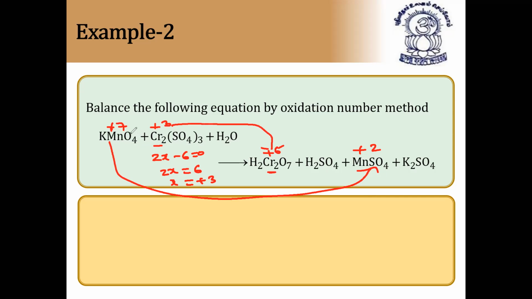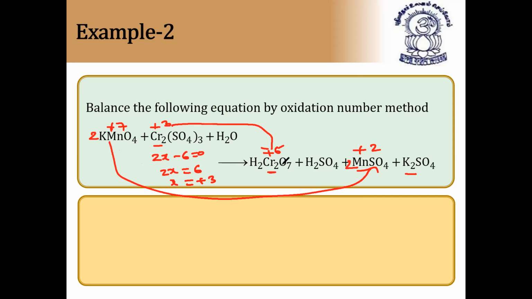And after balancing chromium and manganese, then we have to balance potassium. So since 2 potassiums are there, so definitely we have to use how many potassiums? 2 potassium permanganate. So since 2 manganese, so 2 manganese sulfates. So sulfates are 3 here, but here it is 2 plus 1, 3.